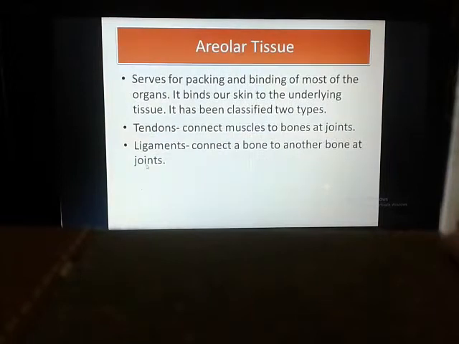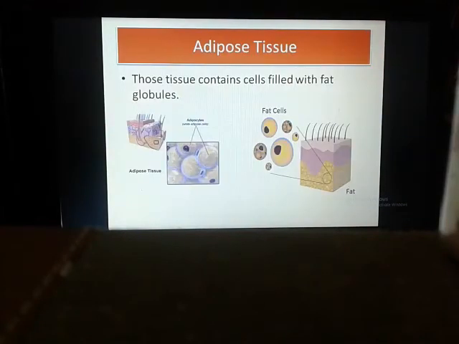Tendons connect muscles to bones at joints, and ligaments connect one bone to another bone at joints. So basically areolar tissue is one kind of connective tissue, and its work is to connect muscles to bones or bones to bones. Very importantly, ligament tissues connect bone to another bone, and tendon tissues connect muscle to bones at joints. Okay, in the next slide I will discuss the other tissues. Thank you.